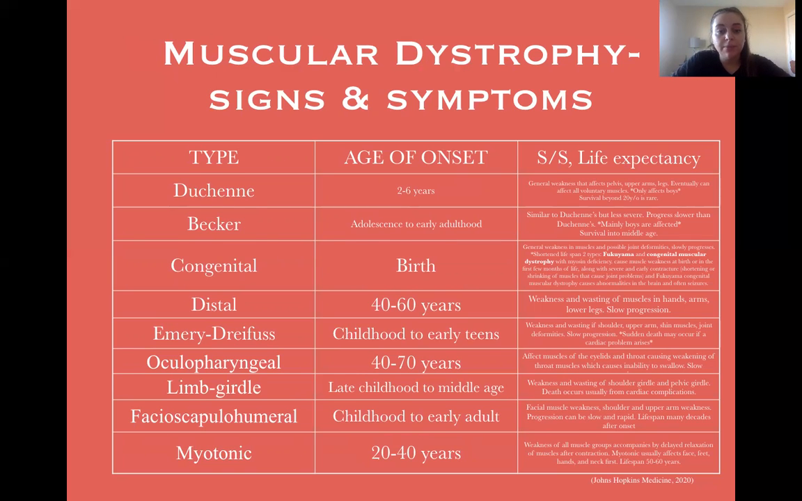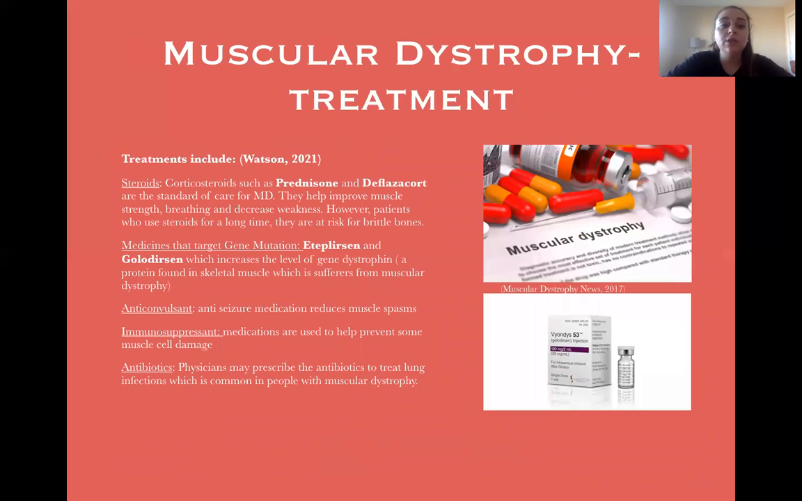So there's the signs and symptoms. Now we're going to move on to treatments. So there's a couple of treatments. Unfortunately, they have not found a cure for muscular dystrophy. So these are just kind of helping to keep them comfortable and try to live as normally as possible. So first things first, the steroids.